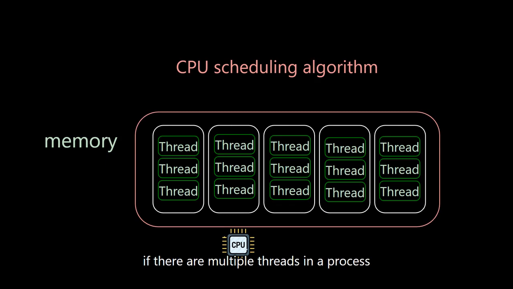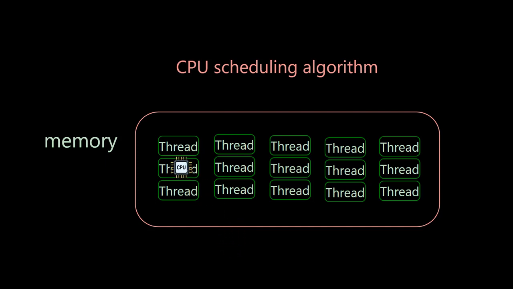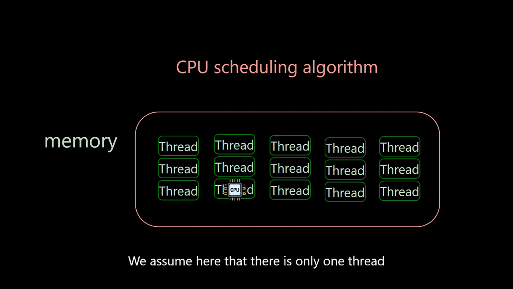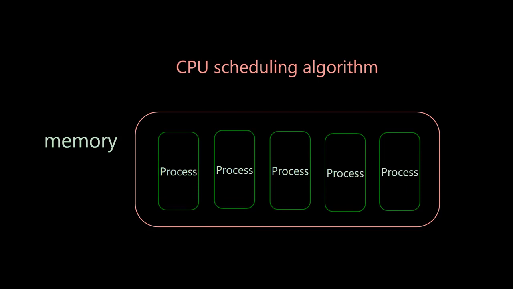Of course, if there are multiple threads in a process, threads managed by the kernel are scheduled instead of processes. We assume here that there is only one thread in the process, so the process is the base unit. So first of all, there are usually two kinds of processes.